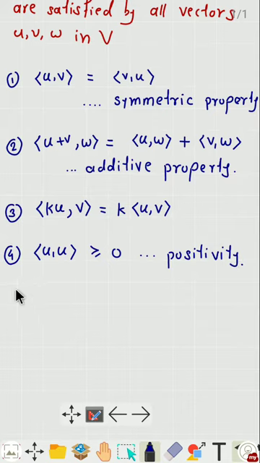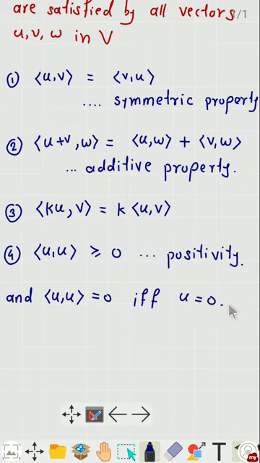And inner product of u with u is equal to 0 if and only if u is equal to 0. A vector space with an inner product defined on it is called an inner product space. Okay, so these are the four properties which are satisfied by inner product.